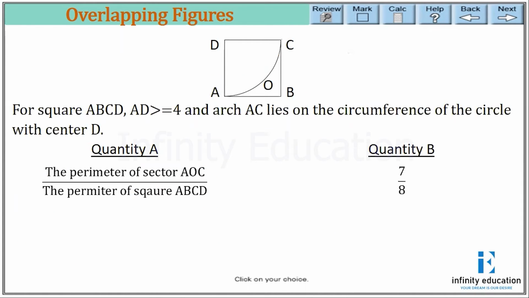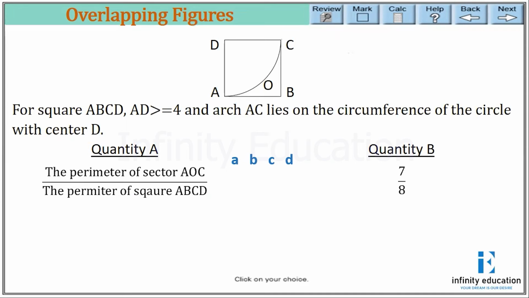So this is a Quant Comp question. I must write ABCD first. They are saying that for square ABCD, AD is greater than or equal to 4. That is one of the sides of the square. An arc AC lies on the circumference of the circle with center D.